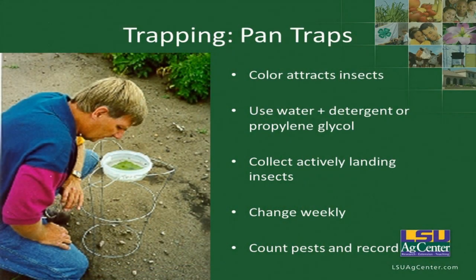Pan traps. Here you have a trap that is a pan that has a liquid, usually water, detergent, or propylene glycol. The different bottoms of the trap could be colored green or yellow. This is going to be attracting different insects. This is used for actively landing insects. What I typically use these for is when we're looking for insect vectors of plant diseases, so the different plant viruses. Once again, you're changing these weekly and you count the number of pests and you record.